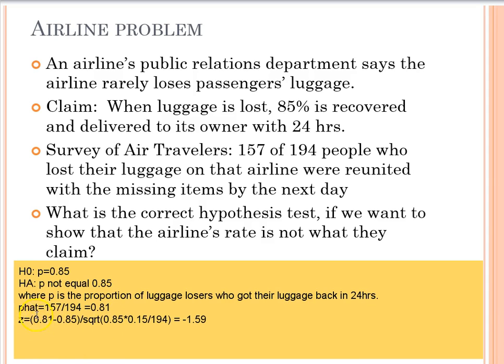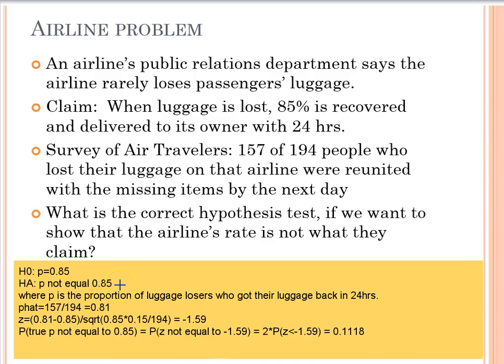So that sample proportion goes first, but our hypothesized value goes second, and we again use the hypothesized value to generate our standard deviation, which is this square-rooted term. When we calculate this z-score, we get negative 1.59.